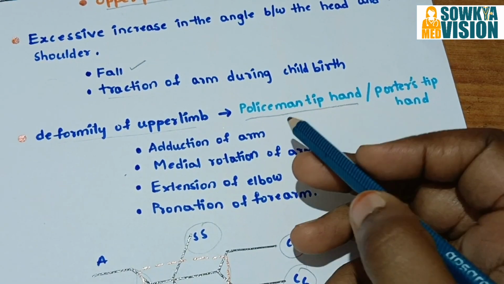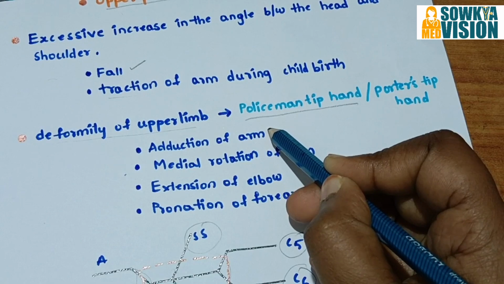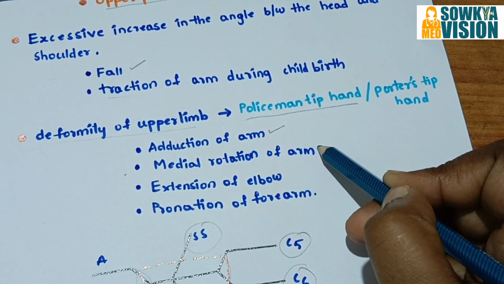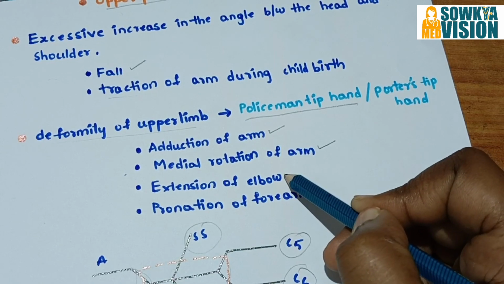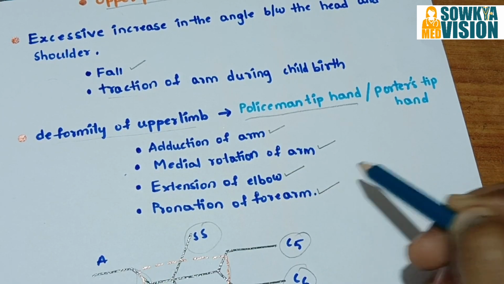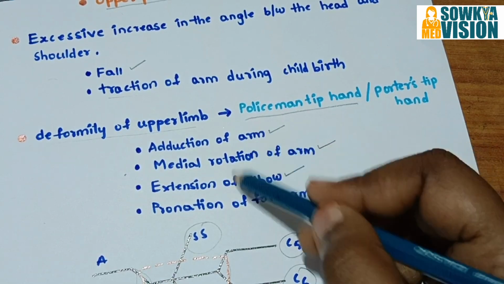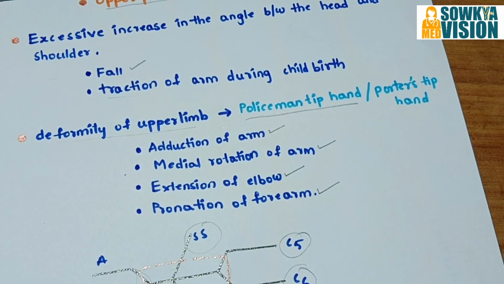So what are the effects? It leads to adduction of the arm, medial rotation of the arm, extension of the elbow and pronation of the forearm. These are the effects of Erb's palsy.